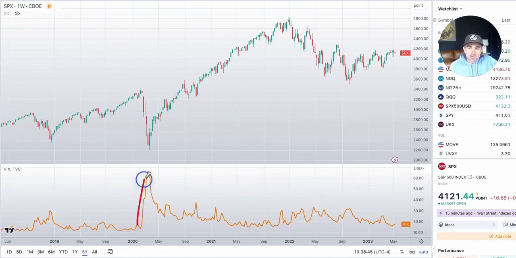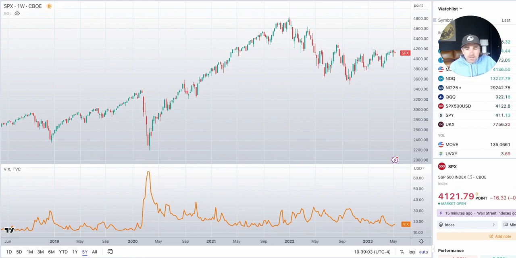When you have a huge fear-based spike like we did with COVID, volatility and the VIX tends to come back down. Now, what's interesting about this is it exists over multiple time frames. You have short-term vol spikes that come back down and daily vol spikes that come back down. And then volatility also tends to mean revert over the long term.